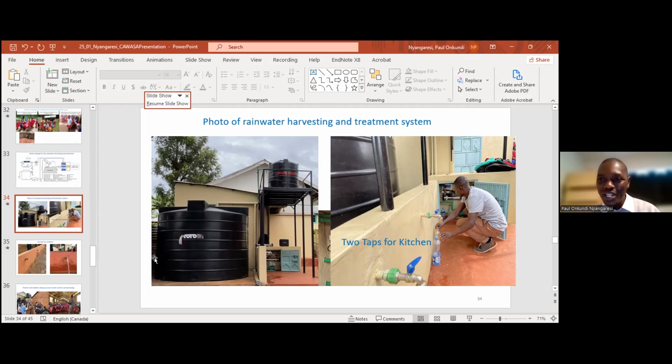So I hope you are able to see again my screen here. Yes. So what is happening, you can see here there are tanks and there's a big tank which is here. This tank is 10,000 liters. So this tank is just to collect the rainwater and store. When it rains, it's just collecting the rainwater.